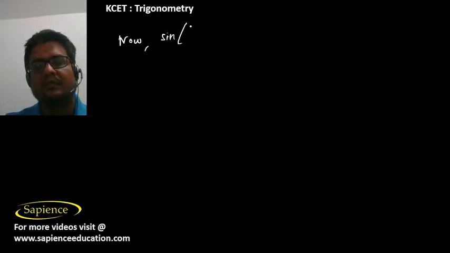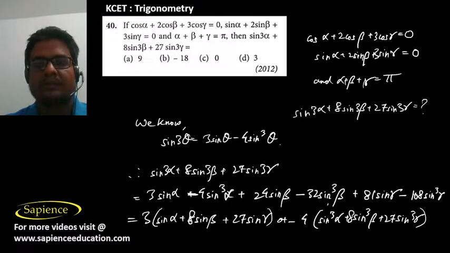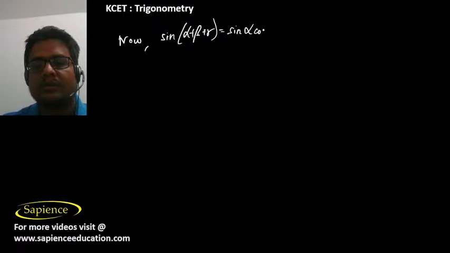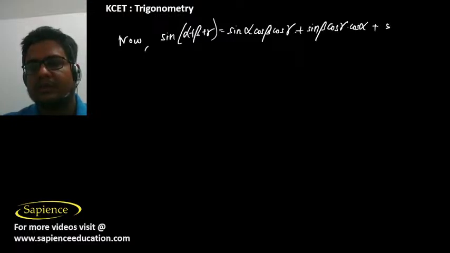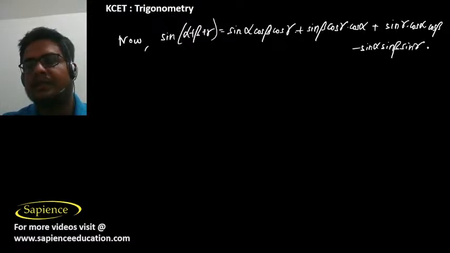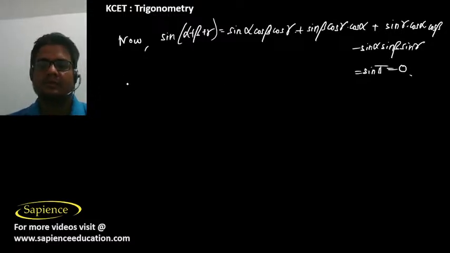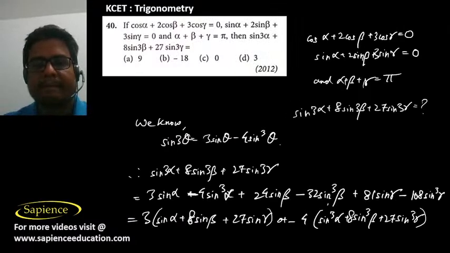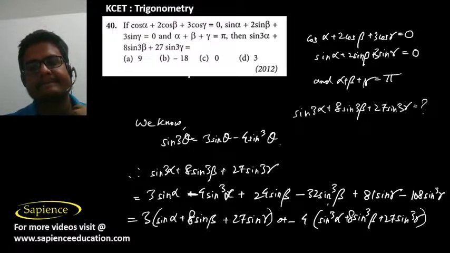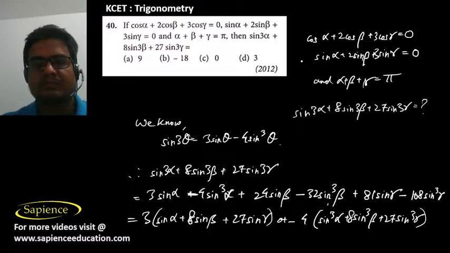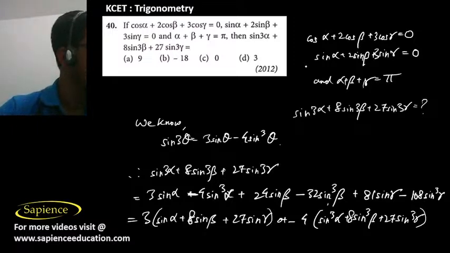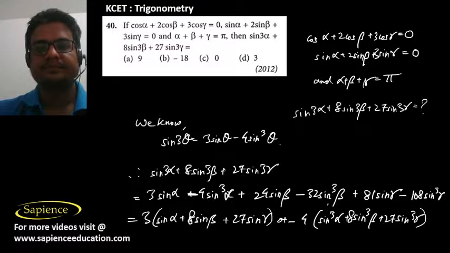Now we can say that sine of alpha plus beta plus gamma is equal to sine alpha cos beta cos gamma plus sine beta cos gamma cos alpha plus sine gamma cos alpha cos beta minus sine alpha sine beta sine gamma, that is equal to sine pi, which is equal to 0. So now therefore, this is 0.